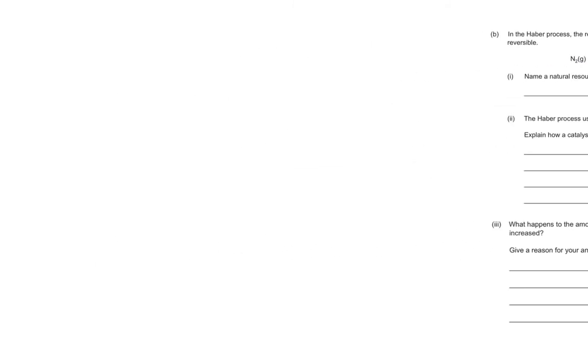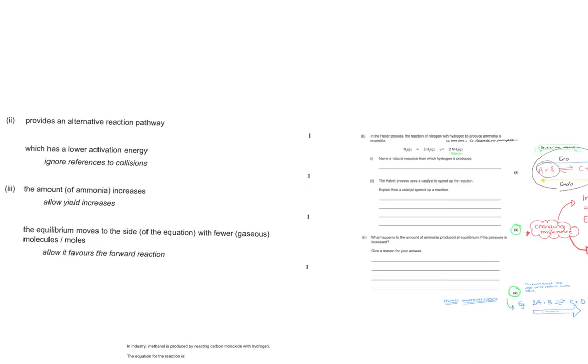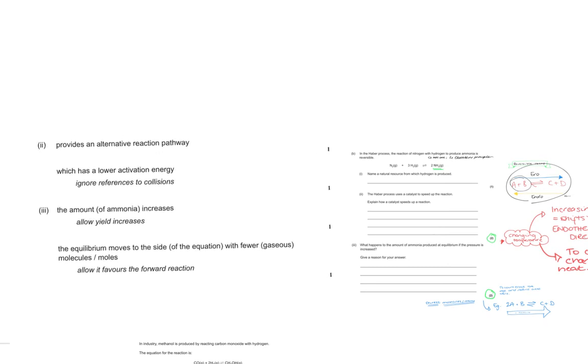Well, the mark scheme, which apparently I have basically thrown over here, shows us that, first of all, for part 2, I've not included part 1, a natural resource that produces hydrogen, things like volcanoes will produce hydrogen. Now, part 2, the Haber process uses a catalyst to speed up the reaction. It does this because it provides an alternative reaction pathway which has a lower activation energy. Ignore collisions because we're not talking about increasing the number of collisions, we're talking about that activation energy.